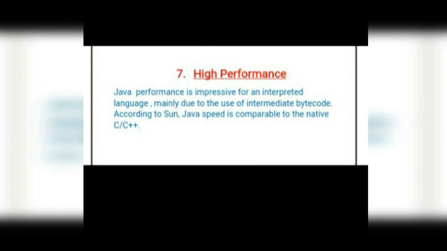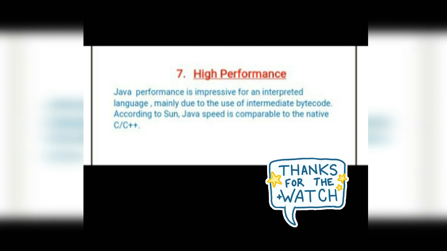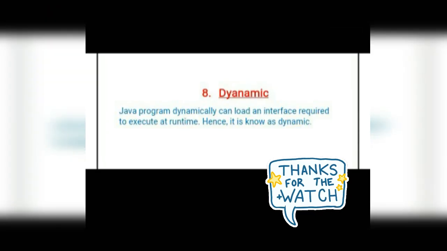Seventh, high performance. Java performance is impressive for an interpreted language, mainly due to the use of intermediate bytecode. According to CERN, Java speed is comparable to native C++. Java architecture is also designed to reduce overhead during runtime. Further, the incorporation of multi-threading enhances the overall execution speed of Java programs.